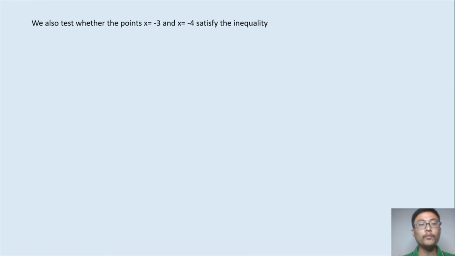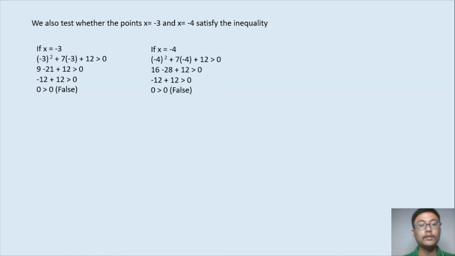We also test whether the points x equals negative 3 and x equals negative 4 satisfy the inequality. So if x is equal to negative 3, so that's negative 3 squared plus 7 times negative 3 plus 12 is greater than 0. Negative 3 squared is 9. 7 times negative 3 is negative 21 plus 12. 9 minus 21 is negative 12 plus 12. That is 0 is greater than 0. So that is false. The same with negative 4.